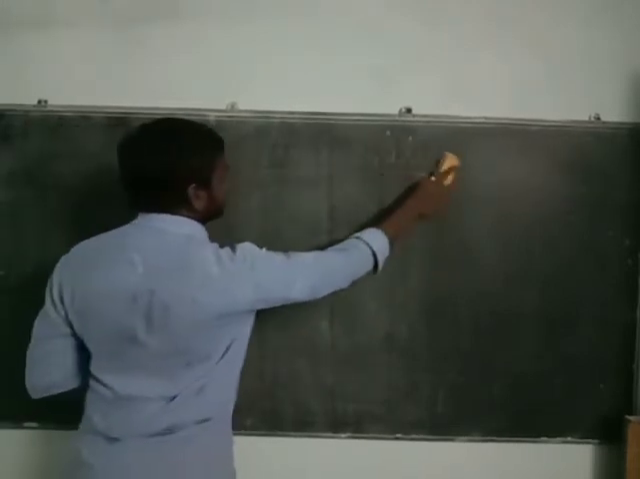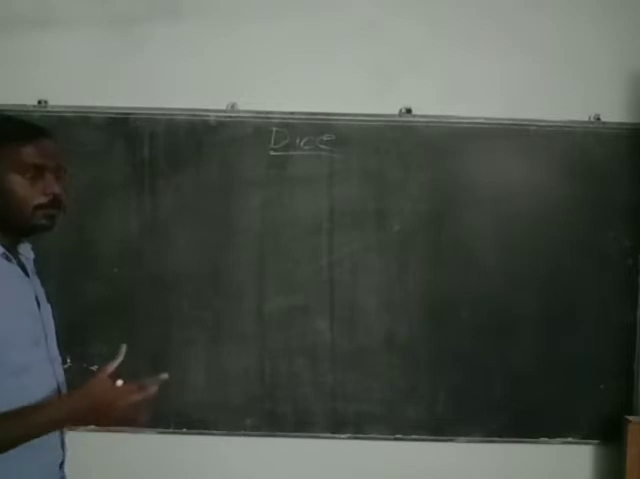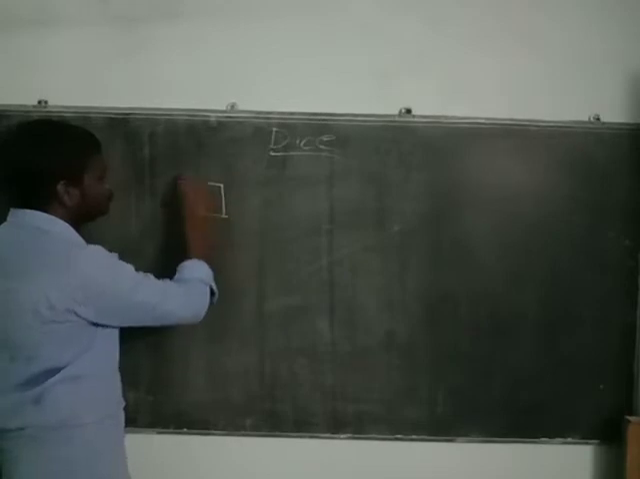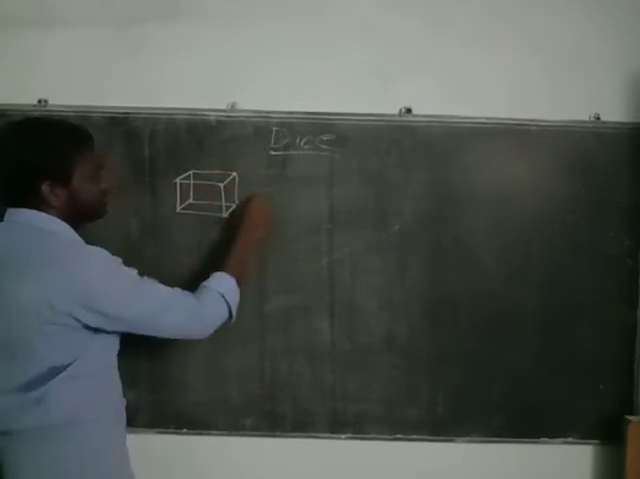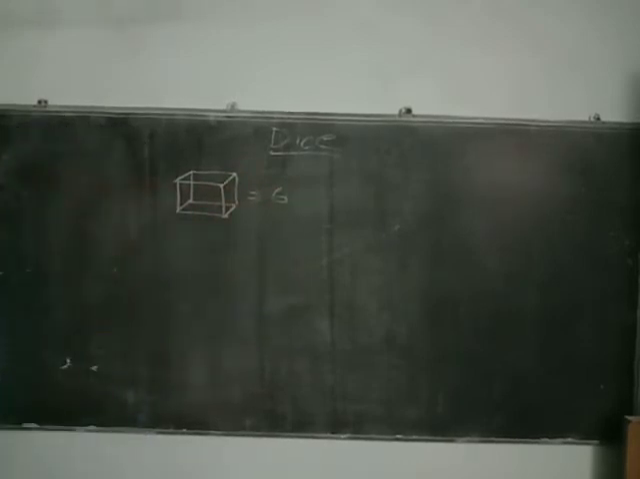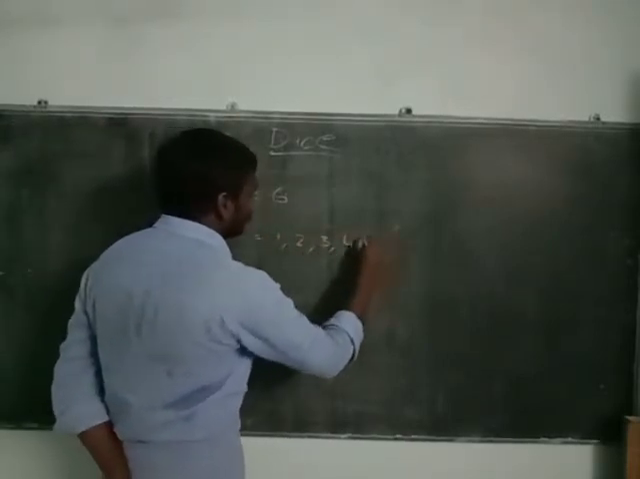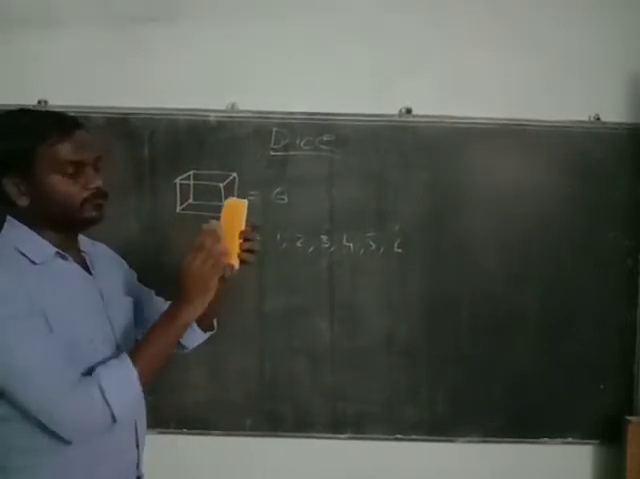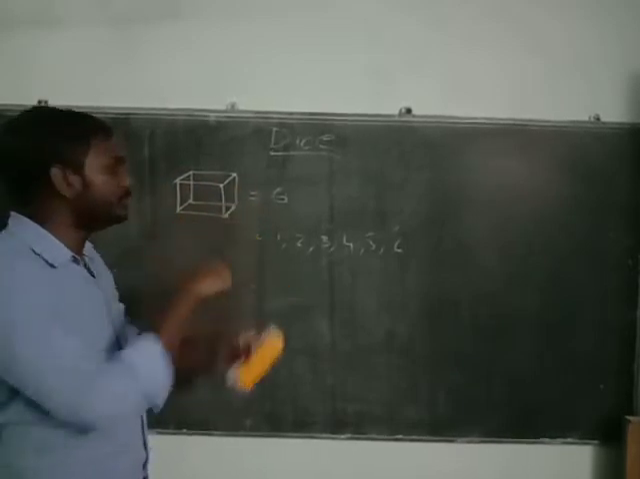Now let me go with a die. Once you have to imagine how a die will be, it has six sides. How many? 6. So if you count it, you get 1, 2, 3, 4, 5 and 6. So you are having 6 sides for a die.